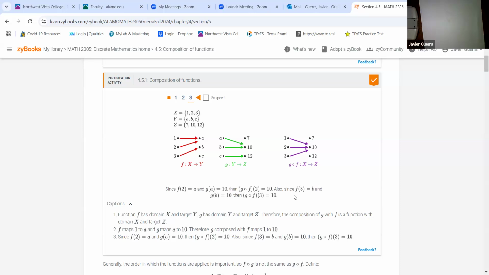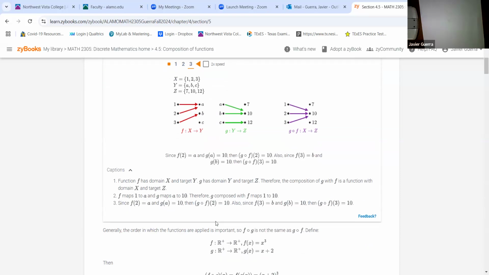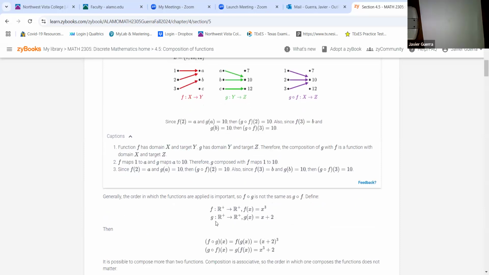If we were to do f evaluated at 3, 3 goes to B goes to 10, yeah, 3 goes to 10. F of 3 is B, and then the function g of B goes to 10. Therefore, g composed with f evaluated at 3 is equal to 10. So that's just giving you the rundown on how mapping works. So you can see how that works.